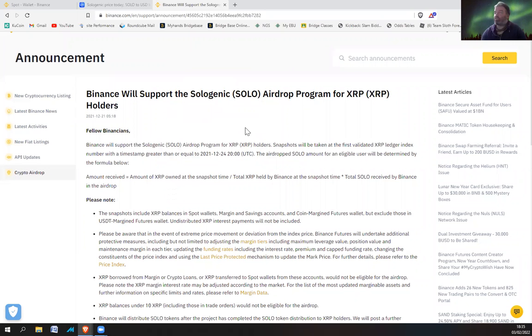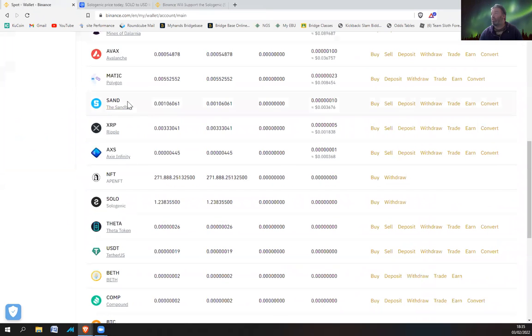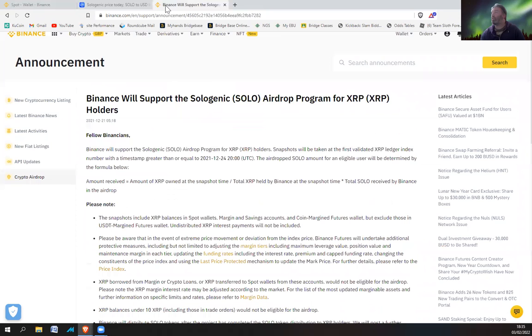So a while ago, I mentioned the solo airdrop program for XRP holders. So I'm just checking up on whether you guys got your solo airdrop. If you go to your spot wallet in Binance and look down, you should have some solo if you held XRP at the right time.